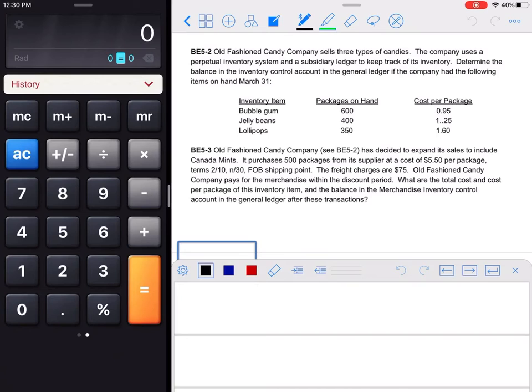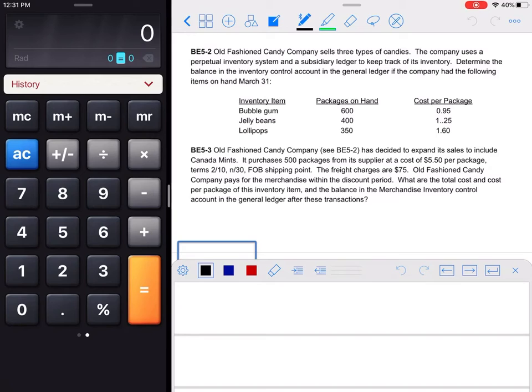This video is going to go over BE5-2 and BE5-3 as those questions go together. So starting in BE5-2, the Old Fashioned Candy Company sells 3 types of candies. The company uses a perpetual inventory system and a subsidiary ledger to keep track of its inventory. Determine the balance in the inventory control account in the ledger if the company had the following items on hand.